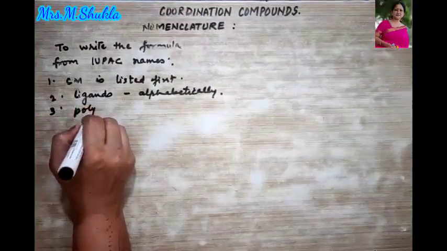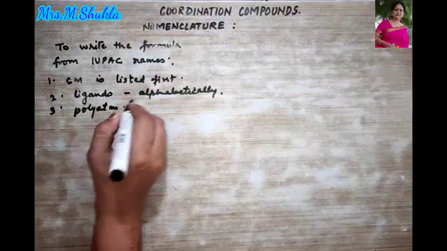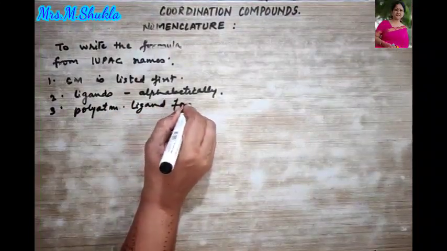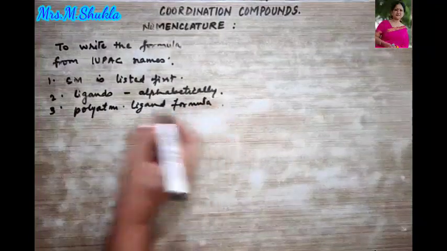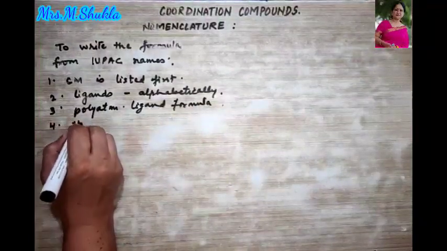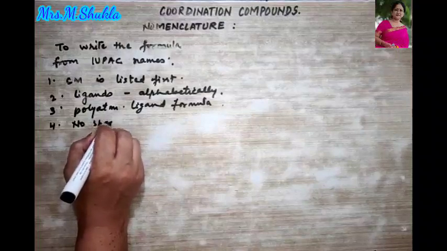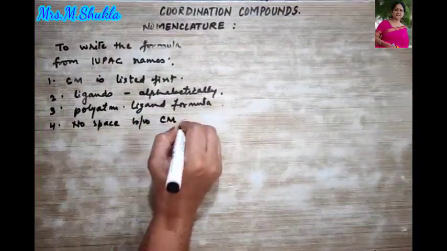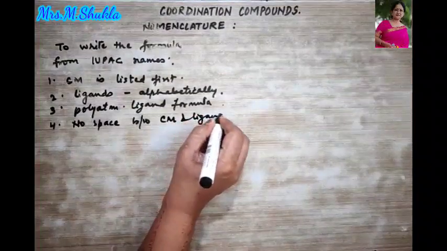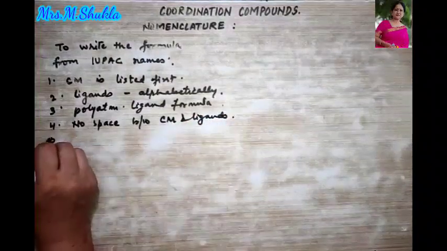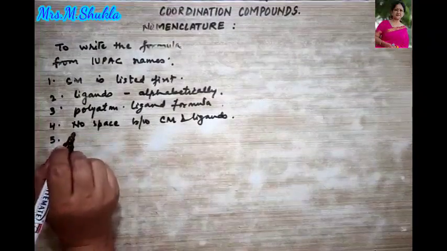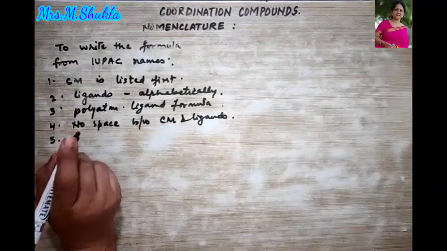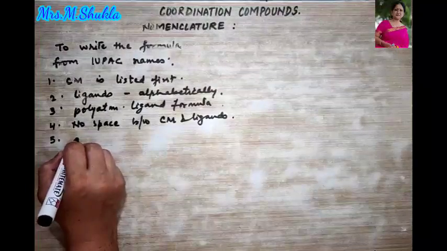Third point, what you have to see? The polyatomic ligand formula. Then also remember that there should be no space between the central metal atom and the ligands. Clear? Fifth point that we need to remember, that complex entities are to be enclosed inside a square bracket.